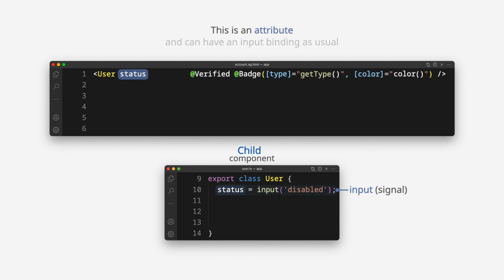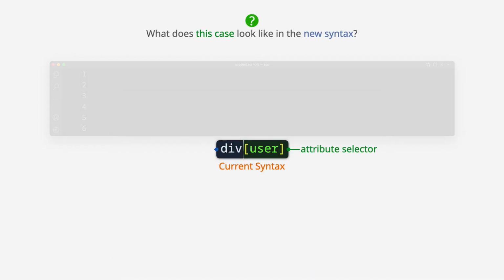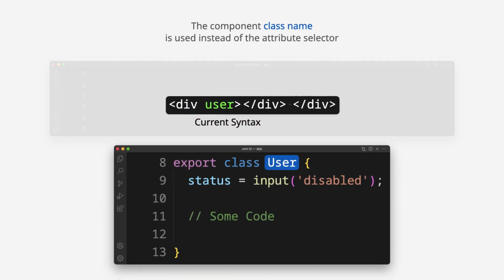This is an attribute and can have an input binding as usual. What does this case look like in the new syntax? The component class name is used instead of the attribute selector.